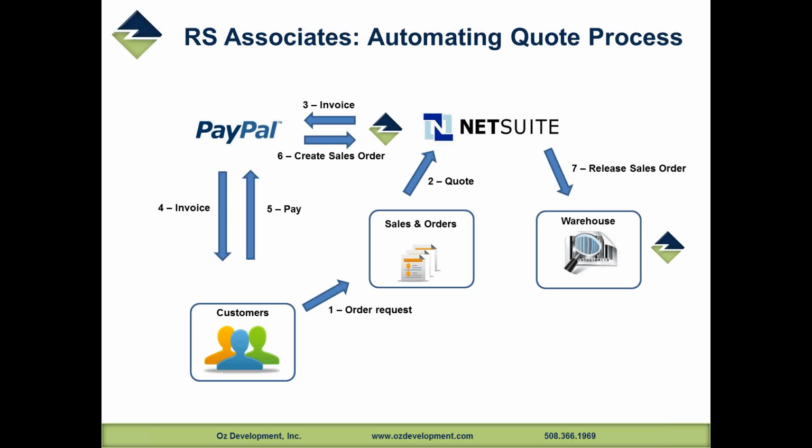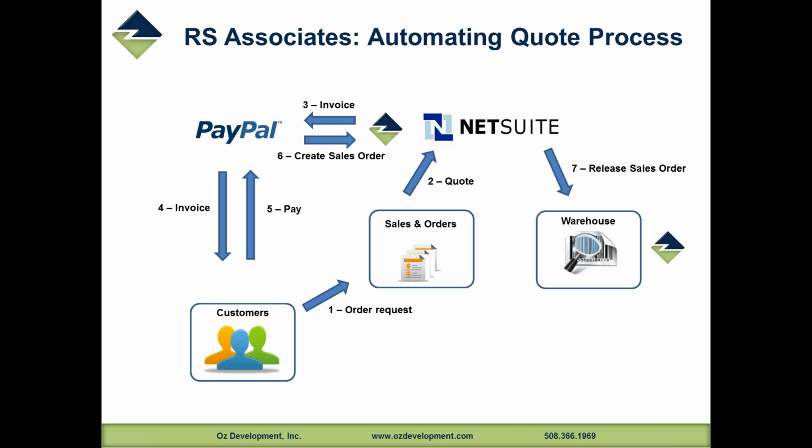With OzLINK, they streamline that process. Once that salesperson is talking to their customer on the phone, they're entering everything in NetSuite into a sales order. They mark that pending approval. They simply save that off. Oz then goes through, captures that information, automatically creates the PayPal invoice, and sends it out to the consumer.